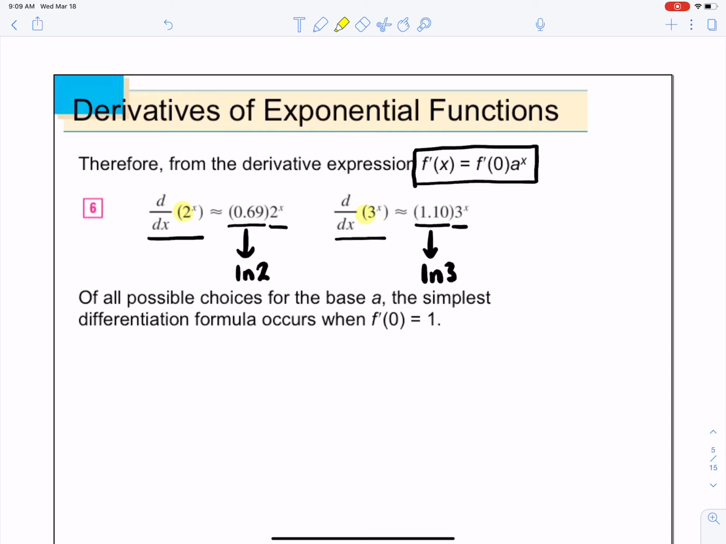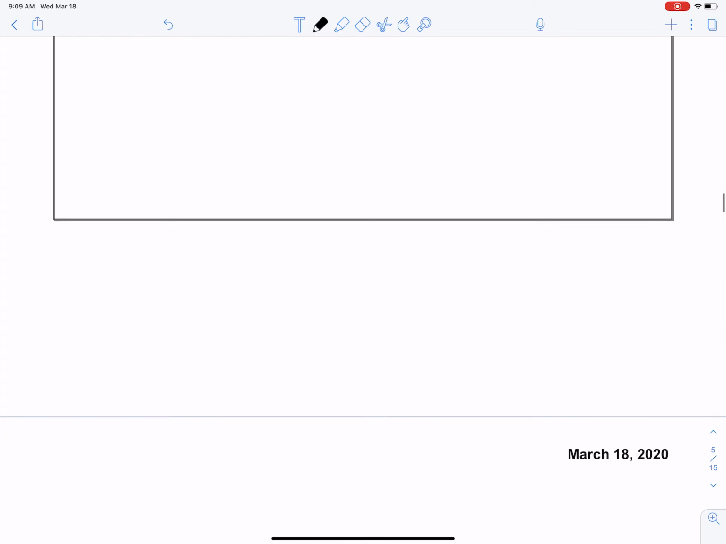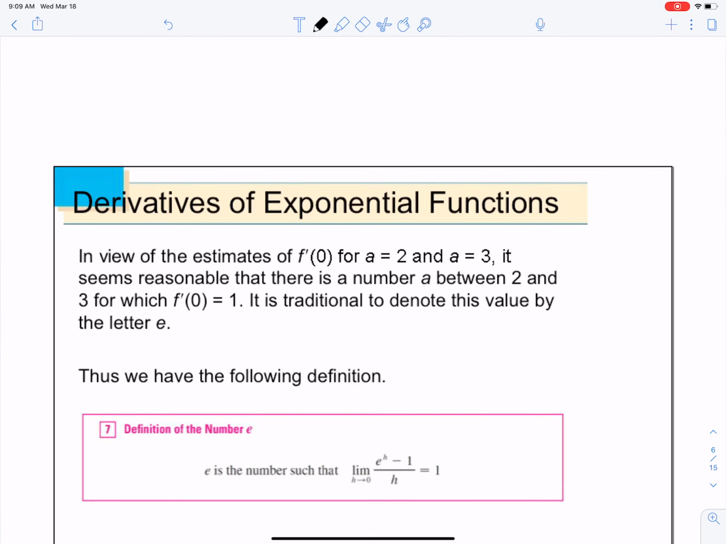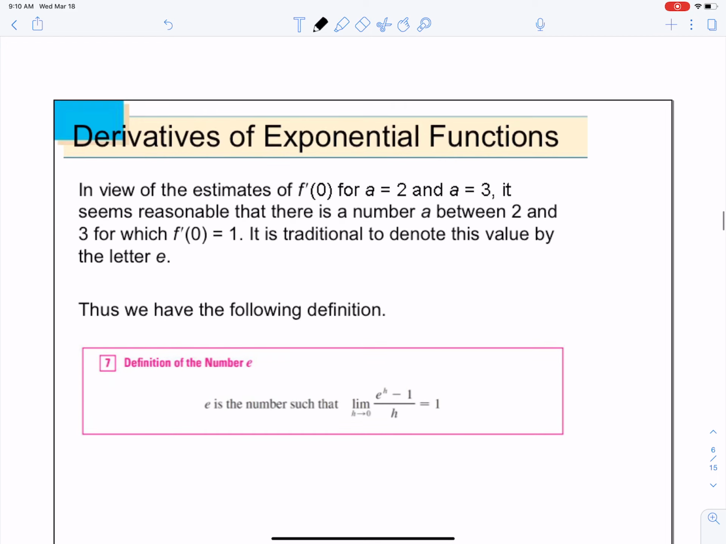Okay. Now, like we were saying, the simplest differentiation formula occurs if f prime of 0 was equal to 1, and if that were the case, then f prime of x would be just equal to a to the x, which makes the formula quite simple, but this is only true when we can find the value of f prime of 0 equaling 1. So what our goal is to try to find which function has the derivative at the point 0 to be equal to 1, and we do know that that value is between a is 2 and 3.